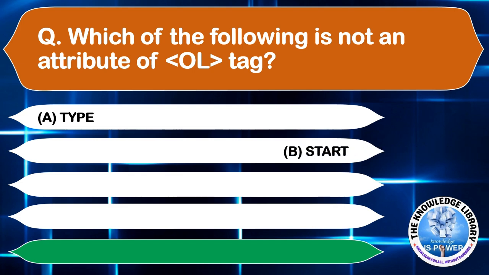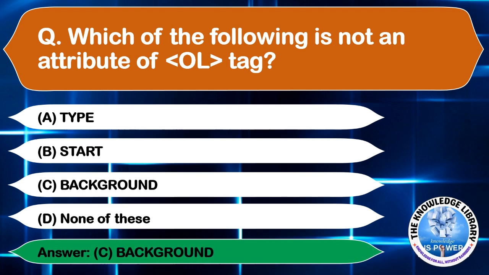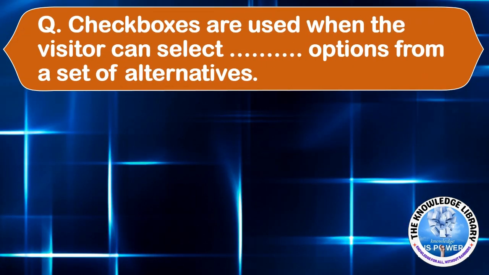The next question is, which of the following is not an attribute of the OL tag? Option A, type. Option B, start. Option C, background. Option D, none of these. The correct answer is option C, background.